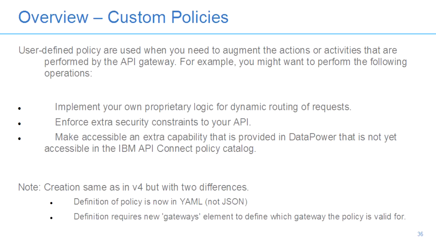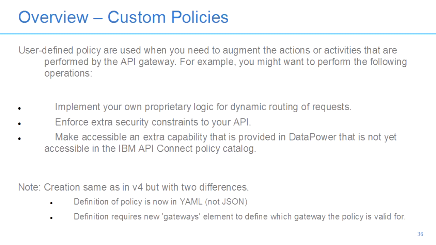And the last one I'm going to cover is the custom policies. Now, the custom policies are very similar, or near enough very similar to what we provided in version 4, with one or two slight differences. So the custom policies are used to implement your own logic. If we don't have an out-of-the-box policy that provides the support you actually want, you can go and write your own policy, load that into the catalog that you're using, and then use that within your assembly flows for your APIs.